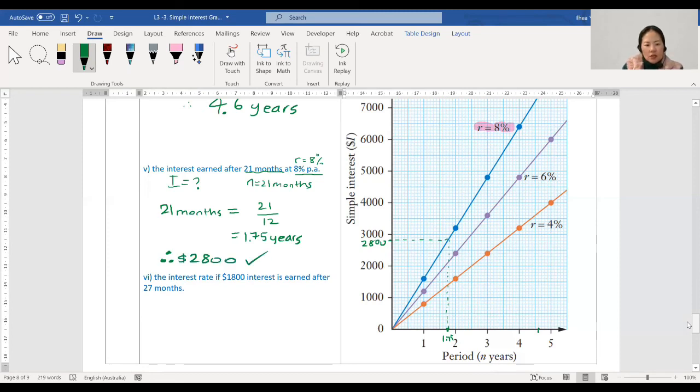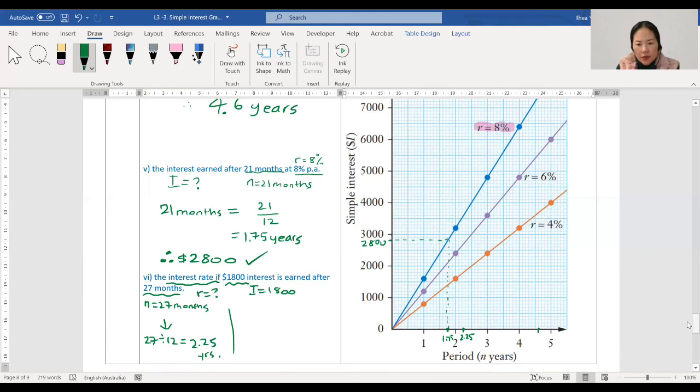All right, next one, the interest rate. So we are looking for R. When it's 1,800, so I is 1,800. And then it's, again, N is 27 months. I need to convert this one to years. So 27 divided by 12 equals 2.25. I need to go 2.25. It's the 1,800. 1, 2, 3. Thank goodness. So that's just roughly, it's 4%. So I don't really need to go down. But if I did, it's hitting that. So it's going to be 4%.